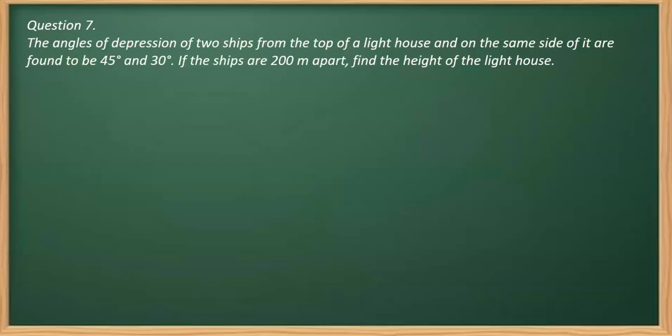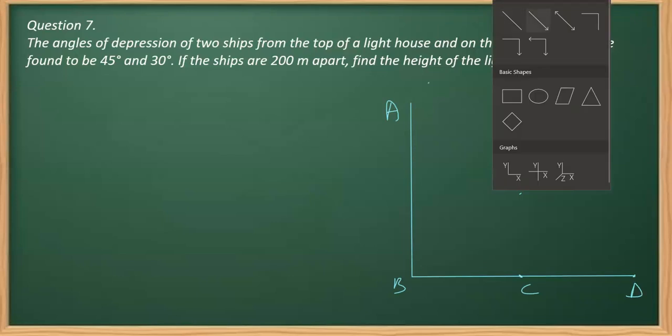So for that, first of all, what we need to do is to draw the horizontal, that is the base, and then make a tower here. Let's say the tower, that is a lighthouse in this case, and I name this as AB. There are 2 points on the same side of the tower, and the angles of depression are formed.